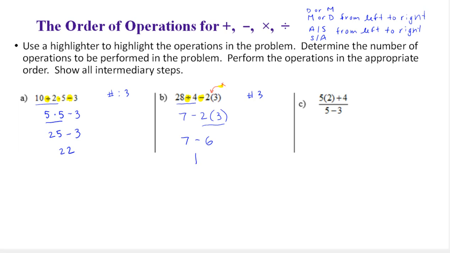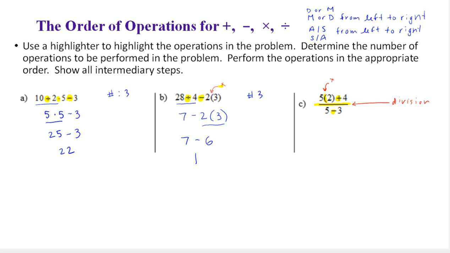Let's look at the last problem. Okay, so here we have, this means 5 times 2, so there's implied multiplication here. We have addition, we have subtraction, and then we have this giant division bar. So here, this means multiplication. This bar means division. And the way the division bar is set up actually has special meaning.